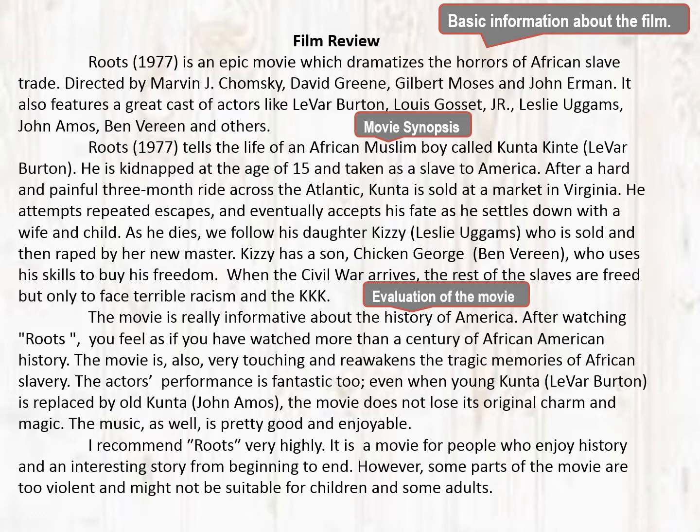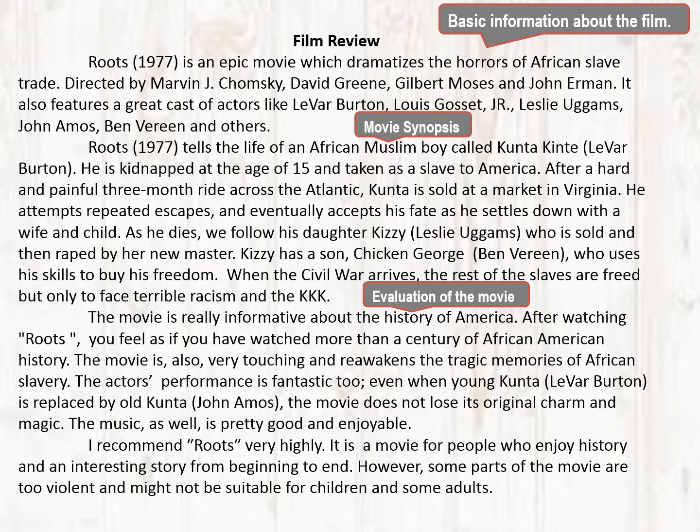Okay, let's go to the last paragraph, the conclusion. I recommend Roots very highly. It is a movie for people who enjoy history and an interesting story from beginning to end. However, some parts of the movie are too violent and might not be suitable for children and some adults.